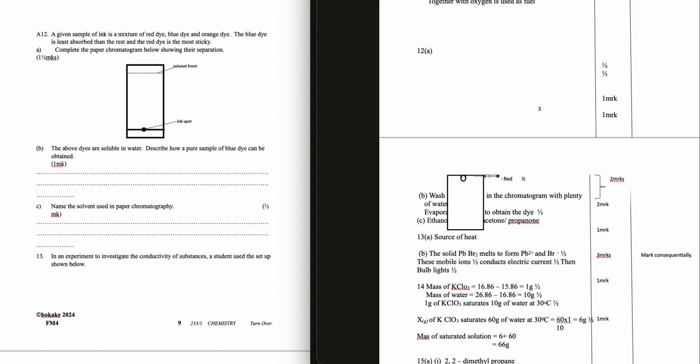Question 12. A given sample of ink is a mixture of red dye, blue dye and orange dye. The blue dye is least absorbed than the rest and the red dye is the most sticky. Complete the paper chromatogram below showing their separation.